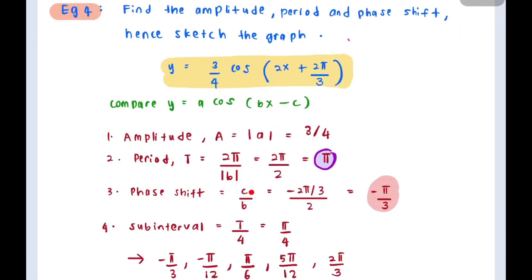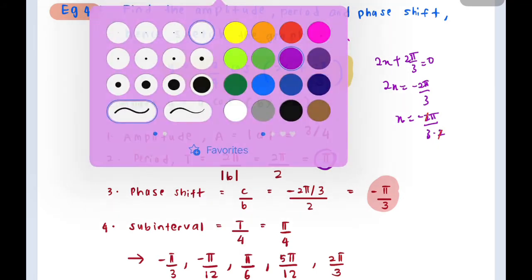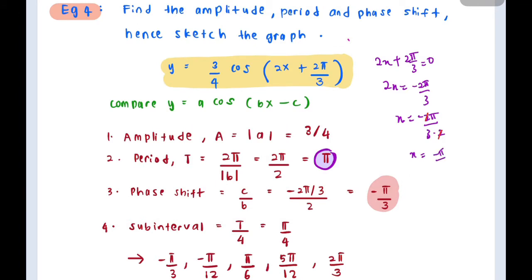Next, let's see the phase shift, which is c over b. If you don't want to memorize c over b, doesn't matter, you can just solve this. So let me show you how to solve. 2x plus 2 pi over 3 is equal to 0. So 2x is equal to minus 2 pi over 3. Then x is equal to minus 2 pi over 3, then divide by 2, so let us cancel out the 2. Therefore, the value of x is negative pi over 3. So the phase shift is equal to negative pi over 3. This is using the formula c over b, and this is also negative pi over 3.